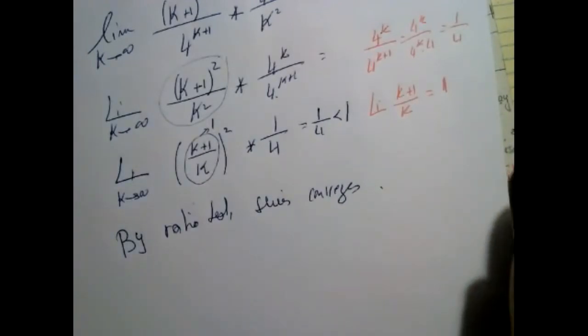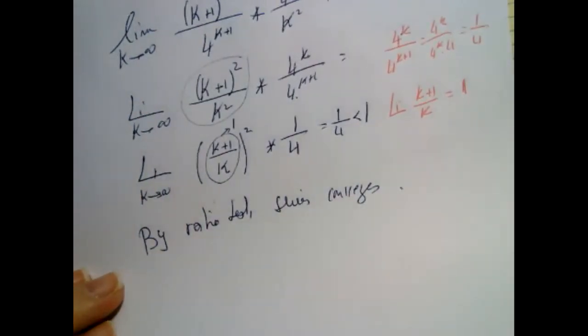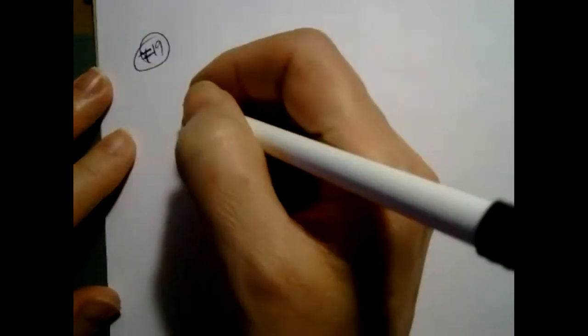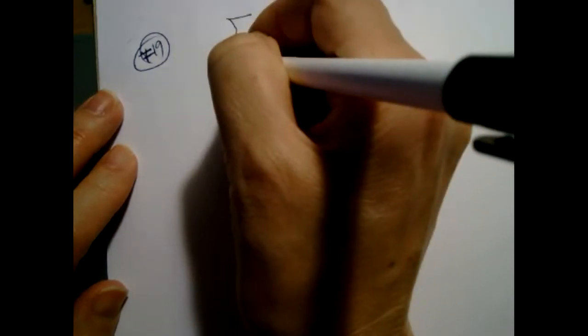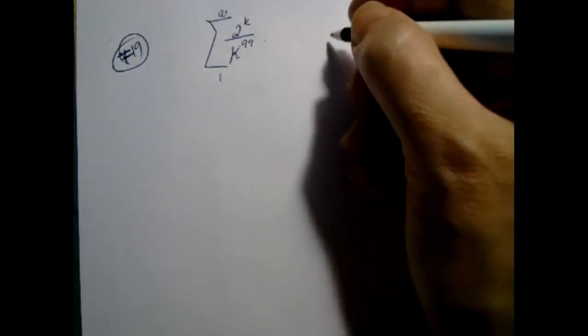Any questions as we proceed? So now let me look at number 19, and then we'll have a look at number 28. Okay, so it's the sum of 2 to the k over k to the power 99, where k goes from 1 to infinity. So again, this has the same issue. Limit comparison doesn't get me anywhere. So I'm going to use the ratio test again.